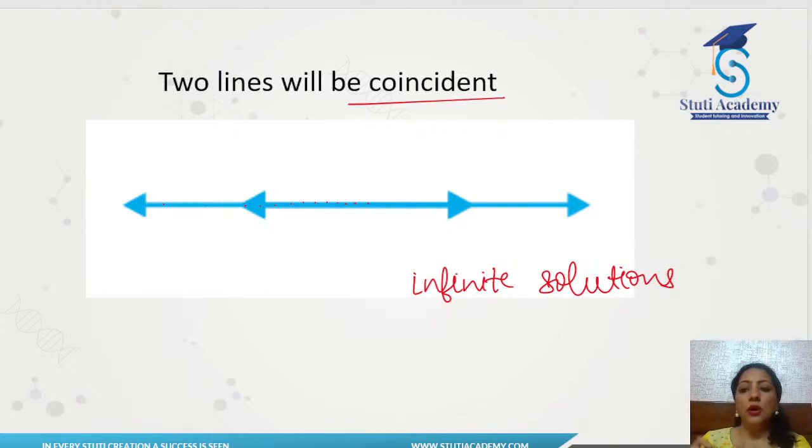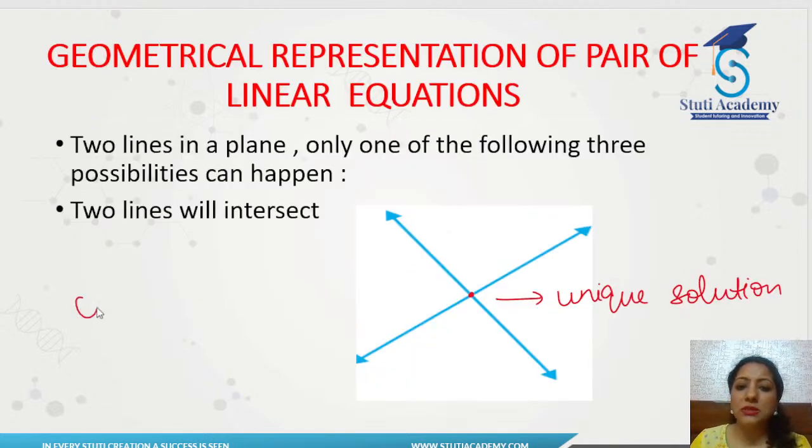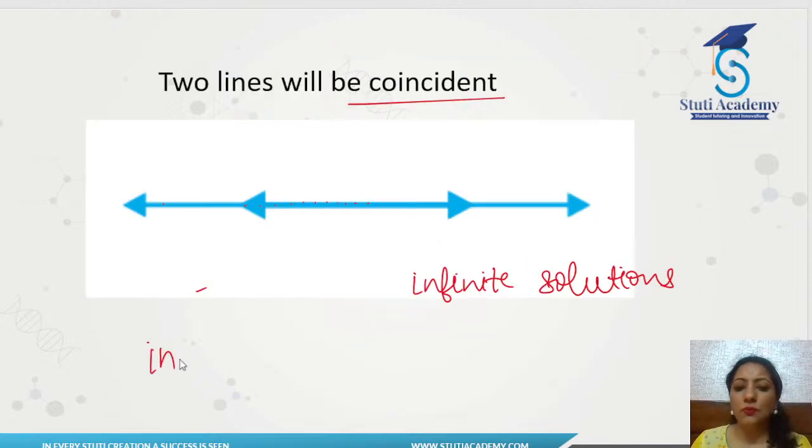Now please notice, for a pair of linear equations, if we have a solution, whether the solutions are infinite or we have a unique solution, we say that the set of equations is consistent. Consistent means we have a solution. Doesn't matter whether you have a unique solution or infinite, if you have a solution, you will say that the set of equations is consistent. For infinite solutions also, the set of equations is consistent.